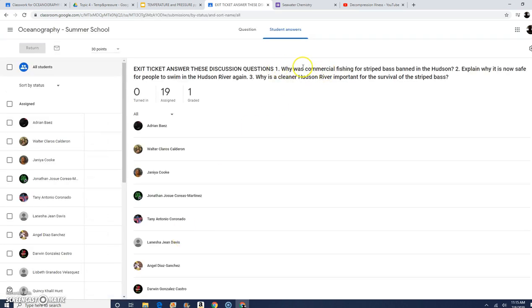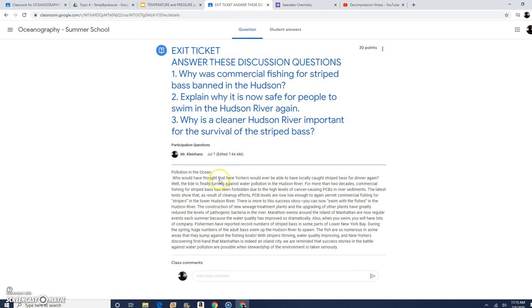Number one, why was commercial fishing for striped bass banned or stopped in the Hudson River? Explain why it is now safe for people to swim in the Hudson River again. And why is a cleaner Hudson River important for the survival of the striped bass type of fish? And all that will be answered right here in this reading about pollution in the ocean.